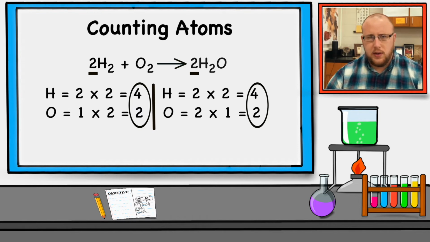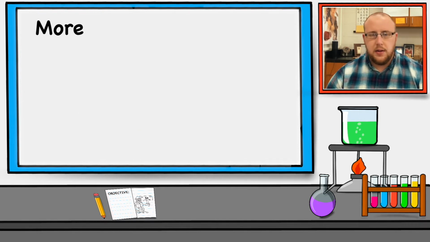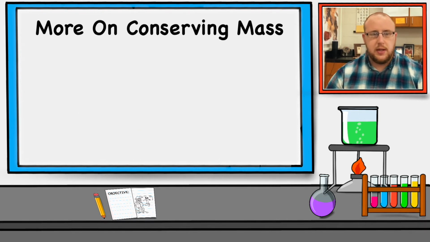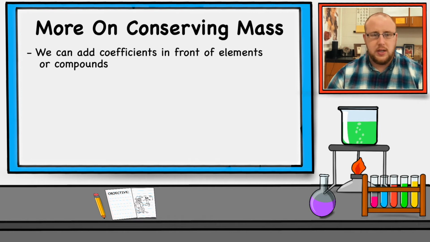Let's go a little bit more in depth with this, though. Now that we understand coefficients and subscripts, we can talk about the law of conservation of mass in chemical equations. In a chemical equation, we can add coefficients in front of elements or compounds.